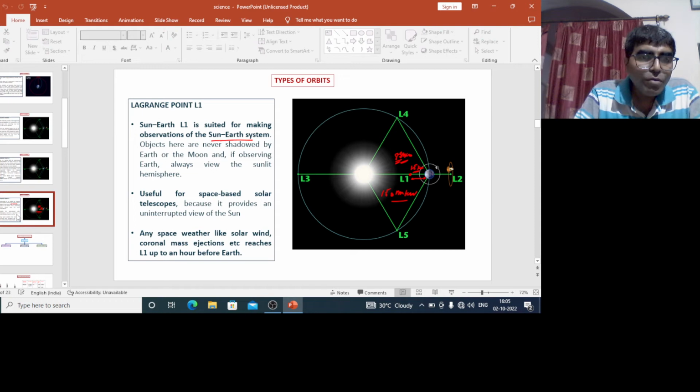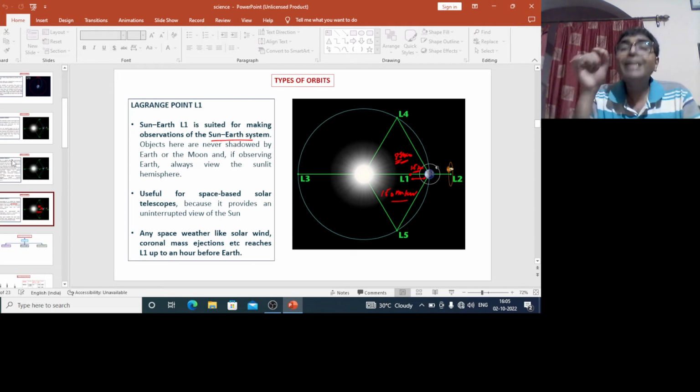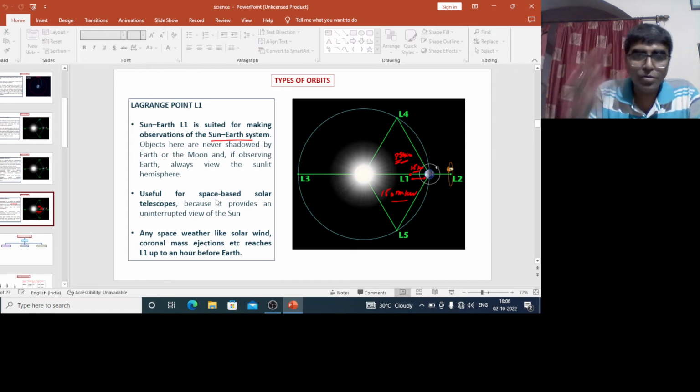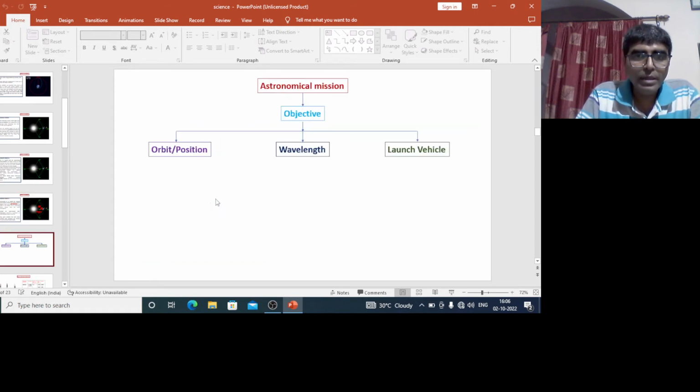Now, when we go through this L2 point, and this is the L1 point. At the L1 point, I have told you that the Aditya L1 mission will be there, making observations of the Sun and Earth. This Aditya mission will give you all the clarity about solar winds and coronal mass ejections, everything. Now the thing is astronomical missions.